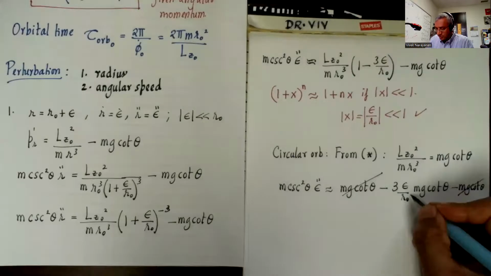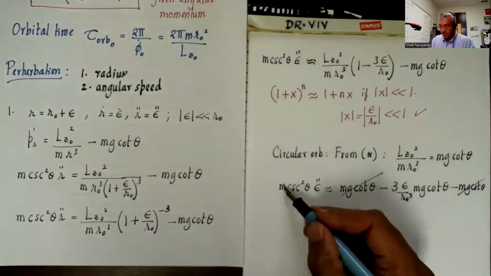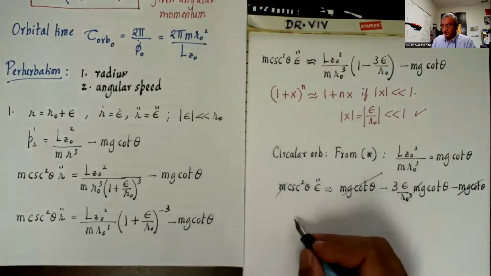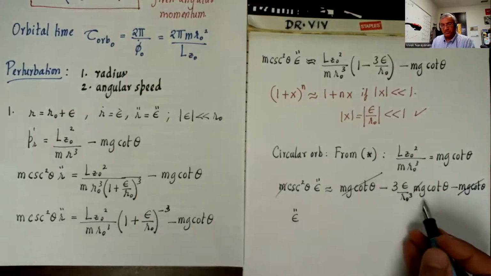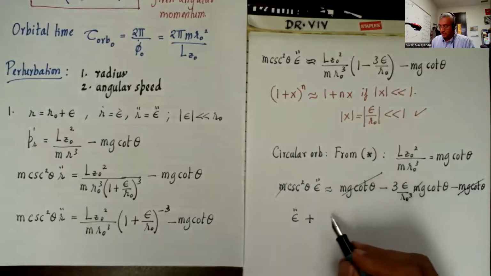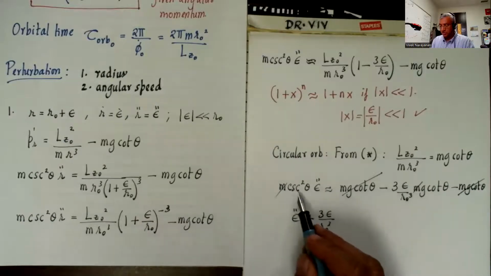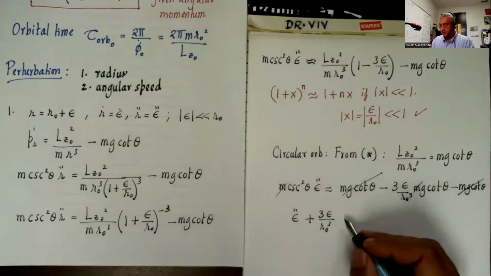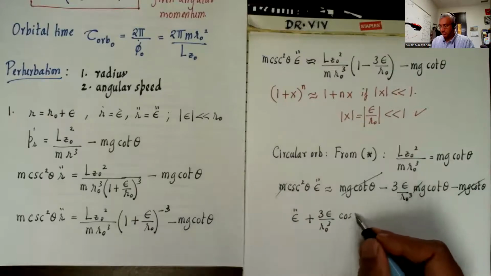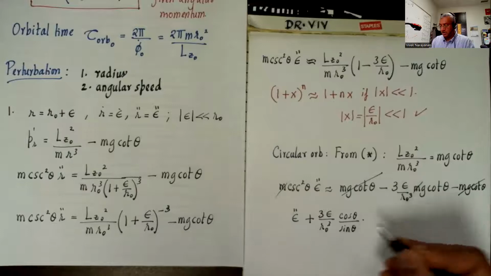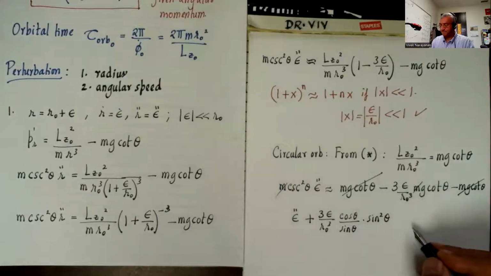There's still r naught cubed there, sorry. So the m cancels out on both sides, and I have epsilon double dot. I can bring this to the other side, so that's plus 3 epsilon over r naught cubed. And here, cosecant squared theta, when brought to the other side, becomes sine squared theta. So I get cos theta over sine theta, that's cot, times sine squared theta, equal to 0.